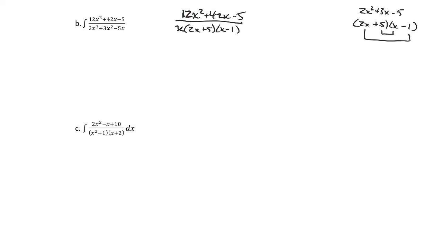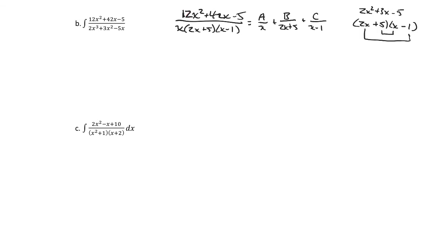Now, because I have 3 factors in the denominator, which we haven't seen before, we're going to end up with 3 separate terms. So I'll have A divided by x, B divided by 2x plus 5, and C divided by x minus 1. Now we want to multiply by that denominator on the left side, the one that has the factors x, 2x plus 5, and x minus 1.